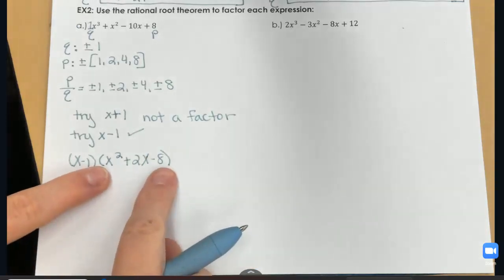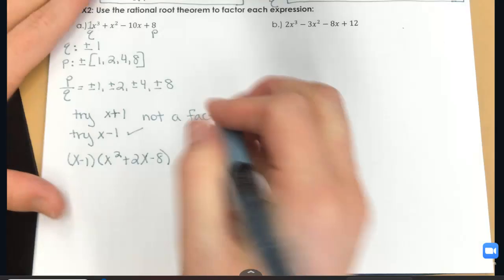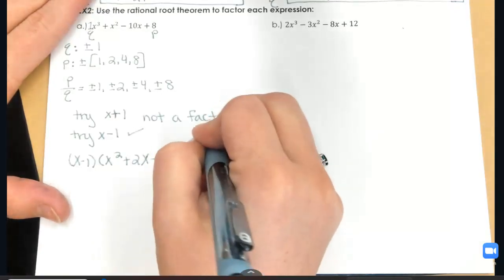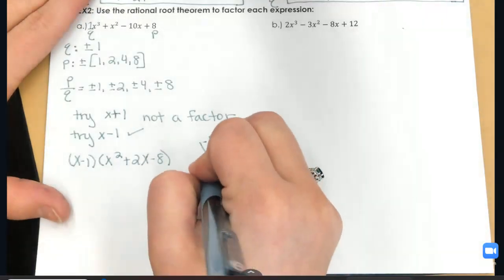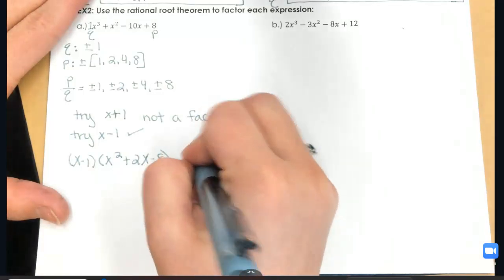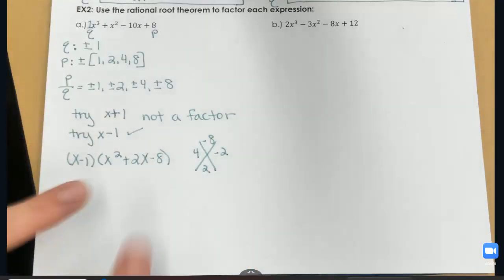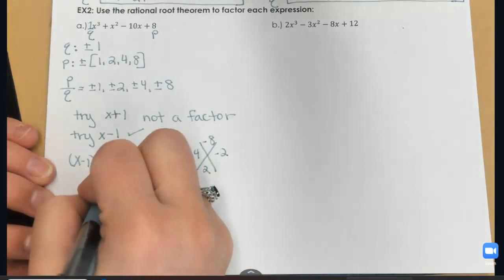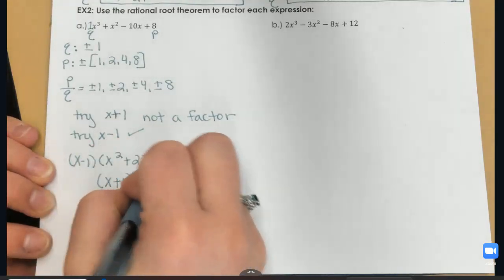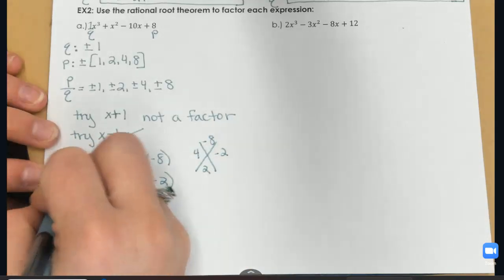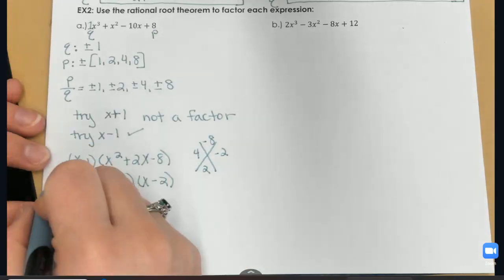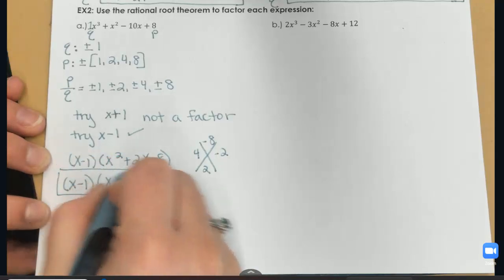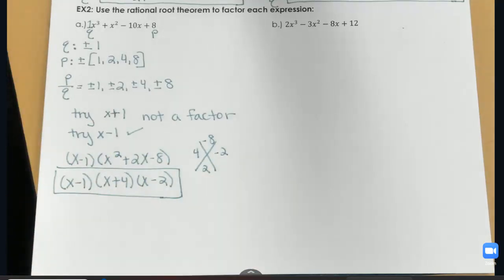Looking at this quadratic, negative 8 and 2. If I were to do my x method here, there are numbers that multiply to negative 8 and add to 2. That is going to be positive 4 and negative 2. So that means I can factor this trinomial into x plus 4 and x minus 2. And then bringing down that initial factor we took out at the start, here is my completely factored polynomial.